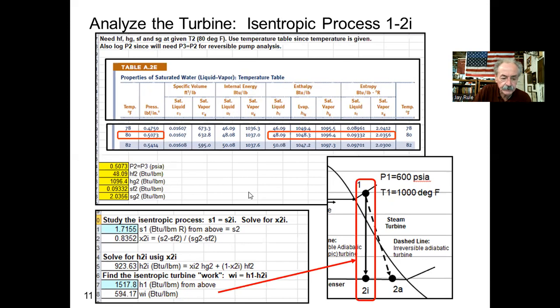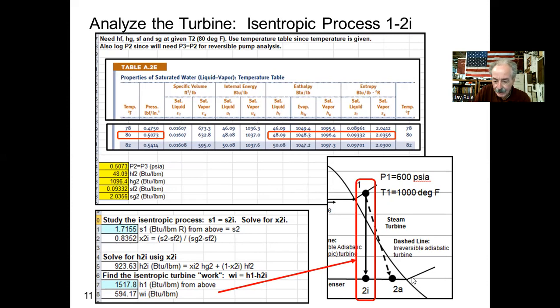So we're going to need to determine S2I, and we know what S2I is, don't we? S1 equals S2I. So here's S1, and then here's S2I. I should say in my solution, instead of equals S2, that should say S2I. S1 equals S2I, 1.7155. All right. Now, how am I going to determine the outlet quality?